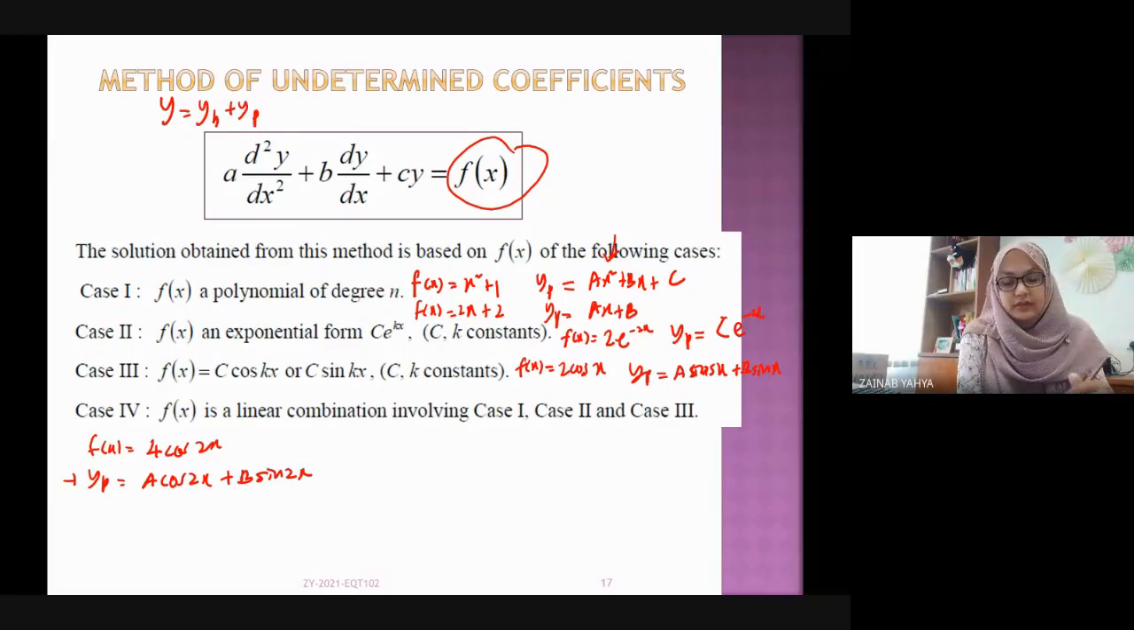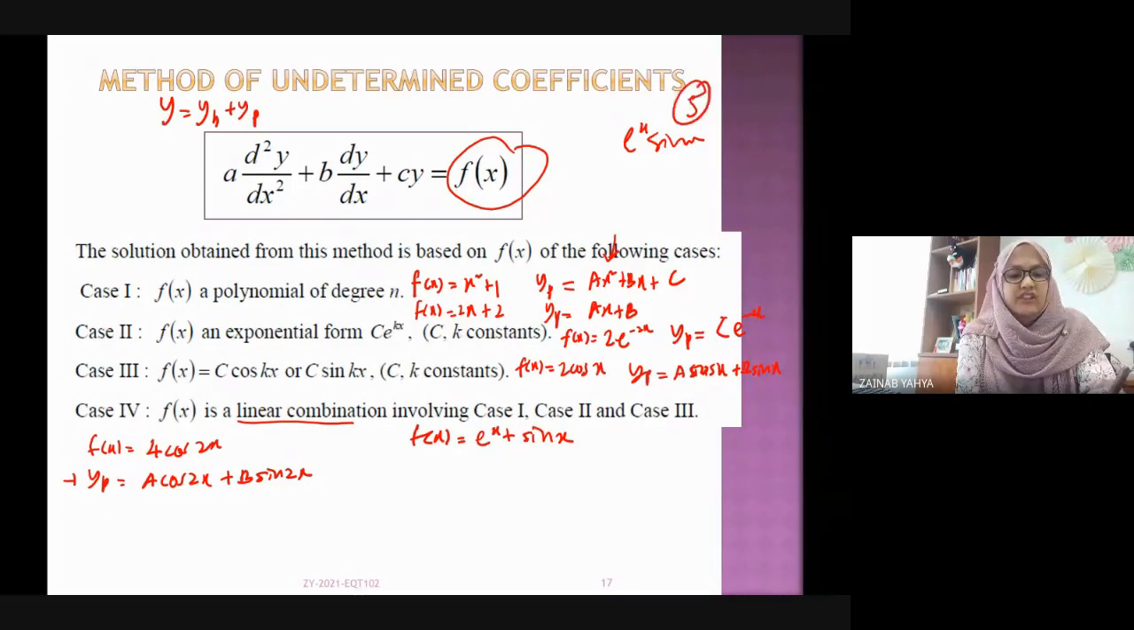For example, you have f(x) equals exponent x plus sine x. Okay, if it is a multiplication like this, exponent x sine x, this is case 5. So we don't learn this one. Okay, we don't cover it this semester. So you just need to know until case 4 only.